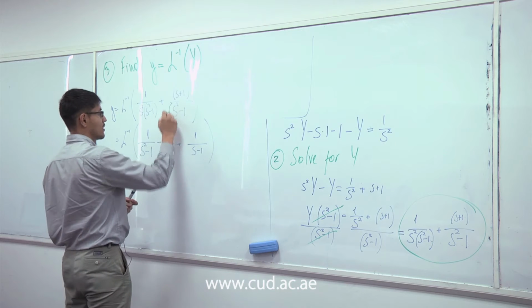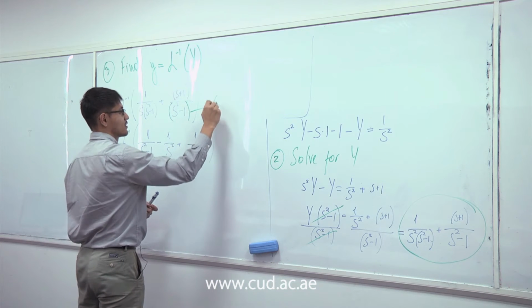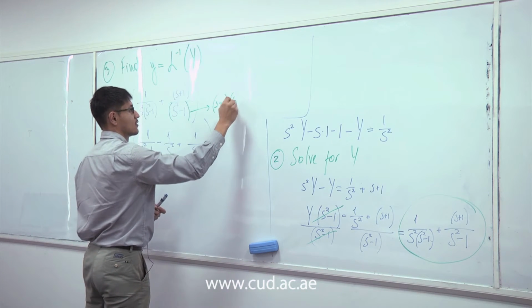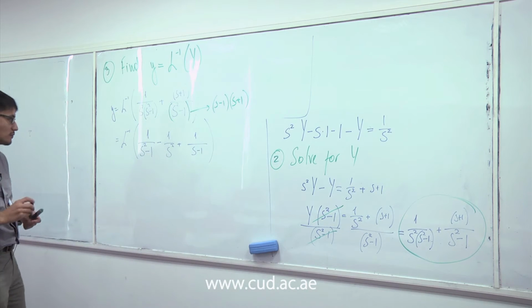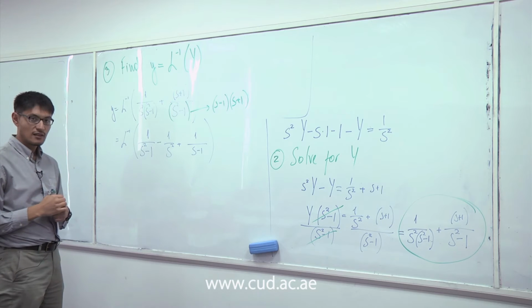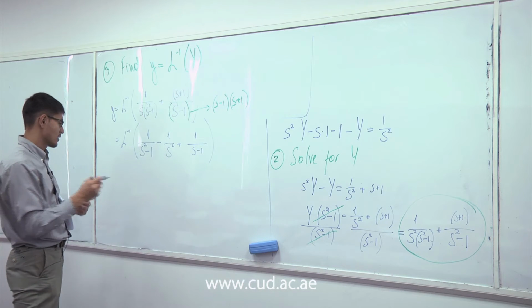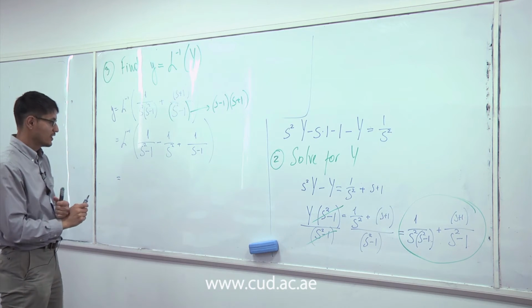Okay, so maybe I should write this down. This factors as s minus 1 times s plus 1. So I'll cancel s plus 1s. All right, now we can take the inverse Laplace transform very easily.